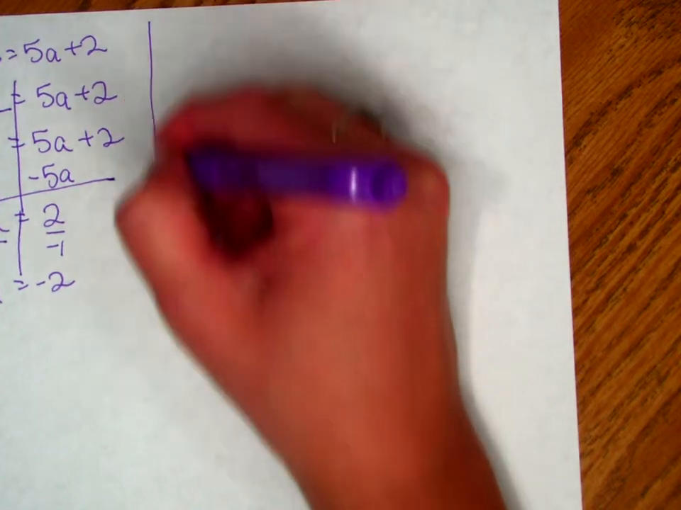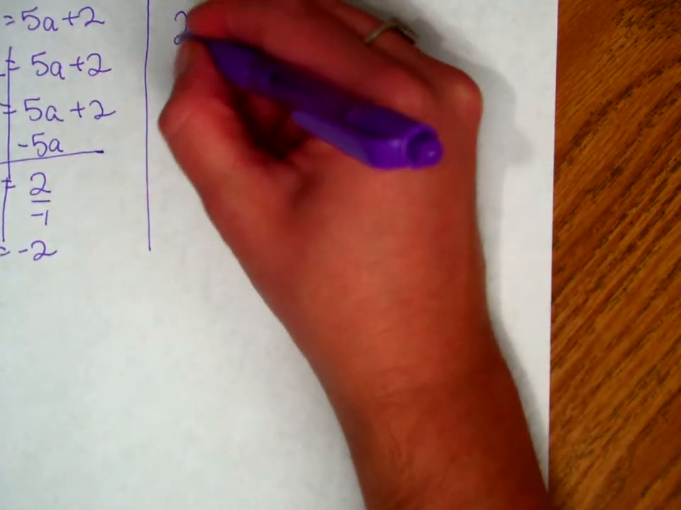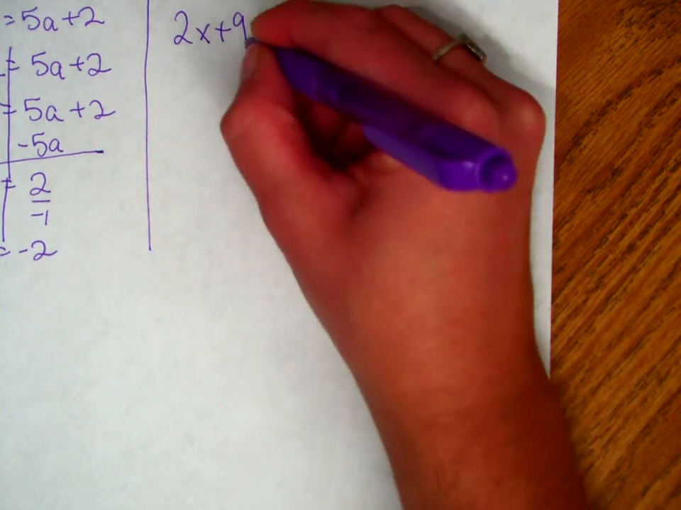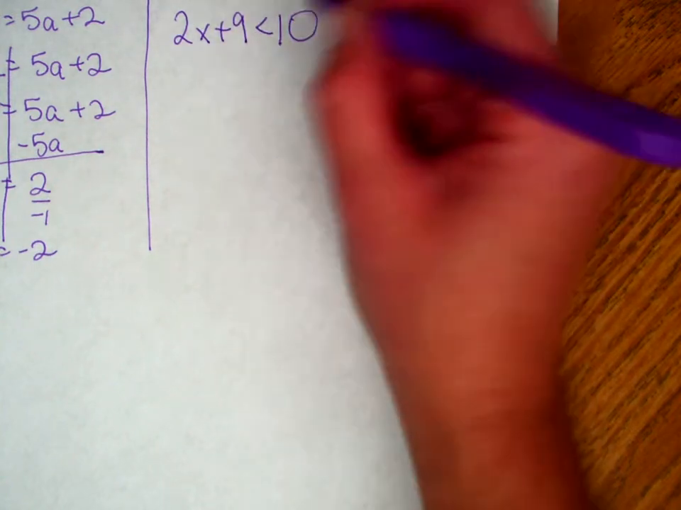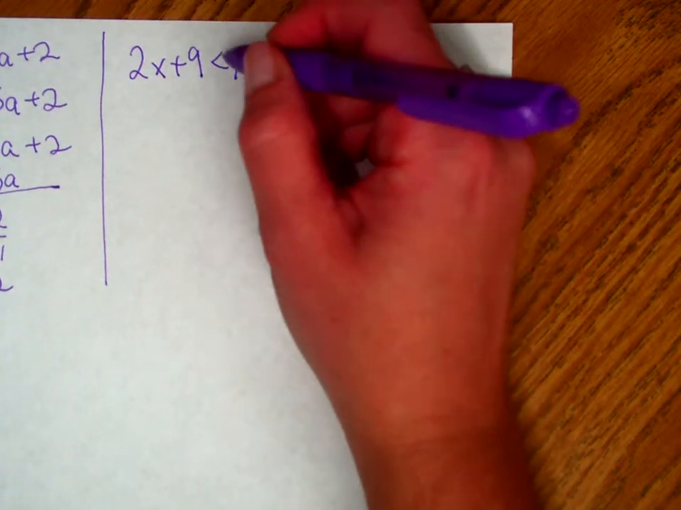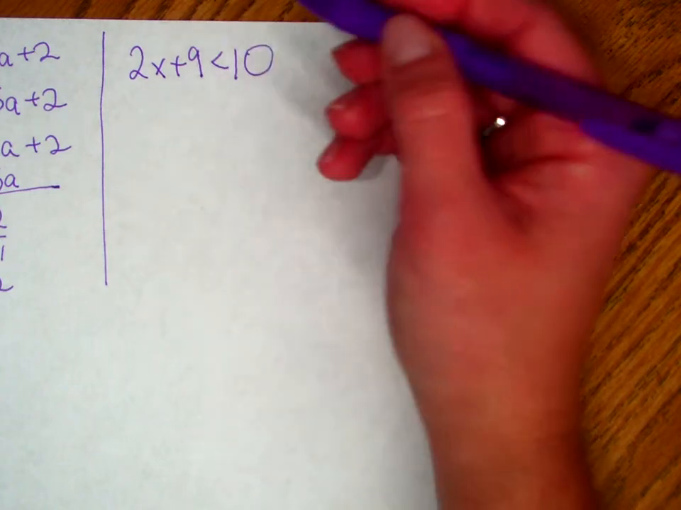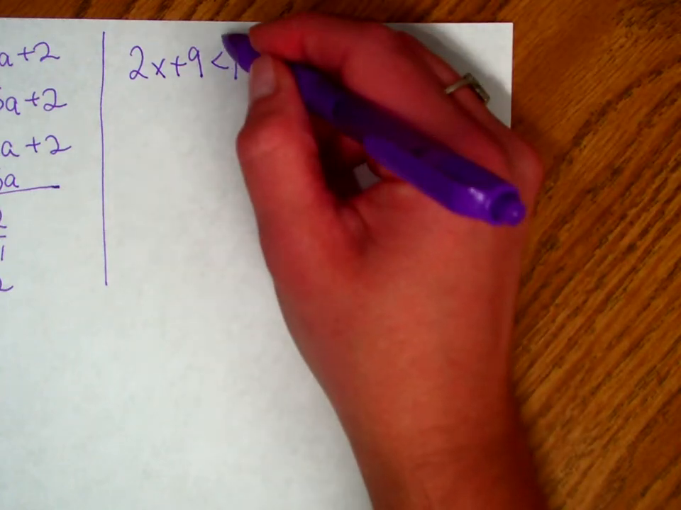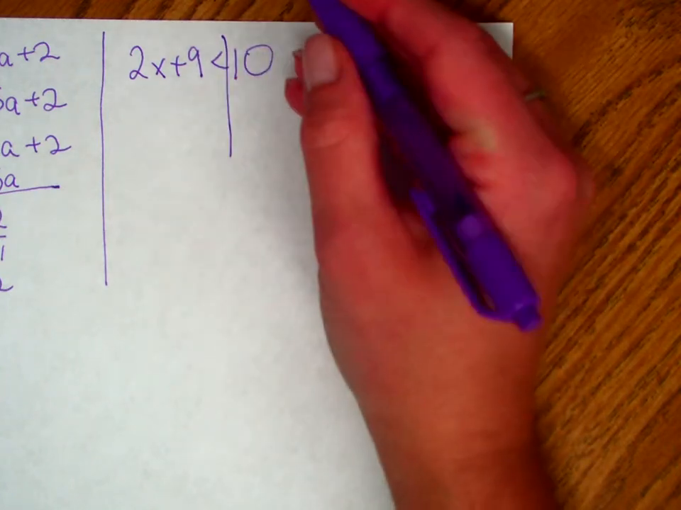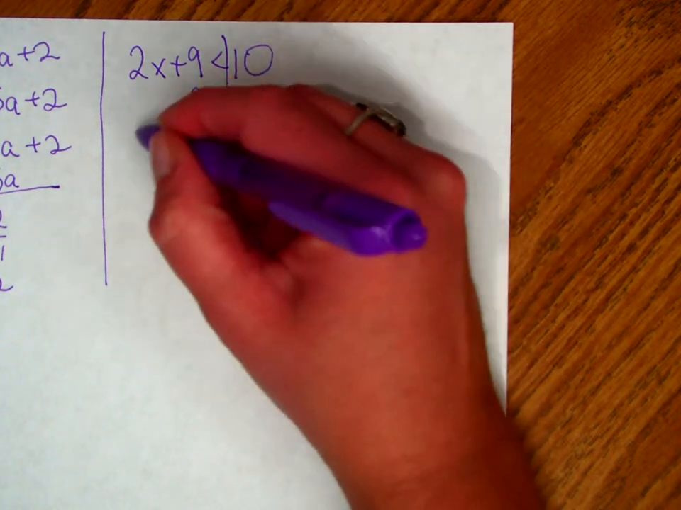So my inequality is 2x plus 9 is less than 10. Alright, so if you don't remember how to solve an inequality, inequalities are solved the same way you would an equation. Just, you don't have an equal sign. All right, so first thing, draw a line down my inequality. So I'm going to subtract 9 to get 2x by itself.